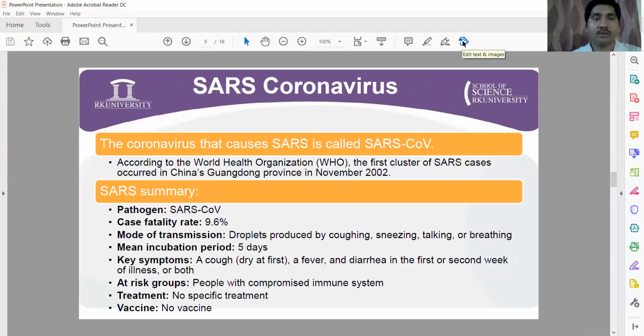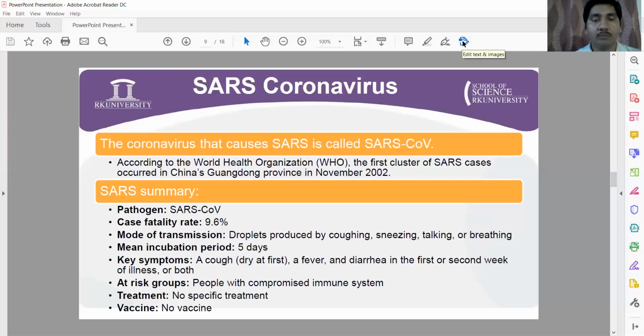I will give you a glimpse of the comparison of SARS, MERS, and COVID-19. You can go through the summary. The SARS coronavirus had been reported in the Guangdong province of China in November 2002. It had a mortality rate of 9.6%. The transmission was similar to the present case, that is droplet infection, airborne infection. It was spreading through droplets produced through coughing, sneezing, talking, breathing.